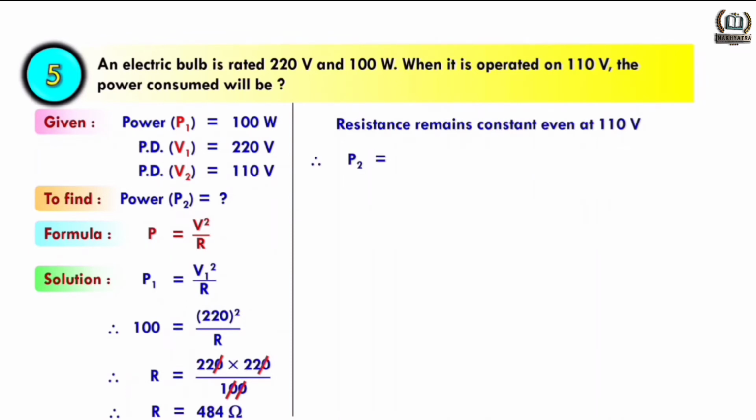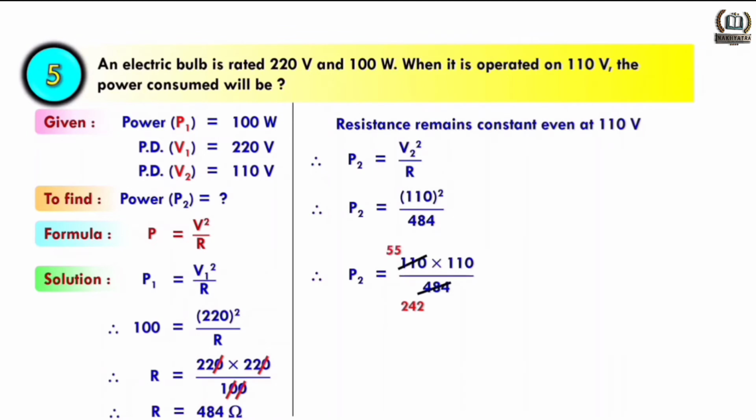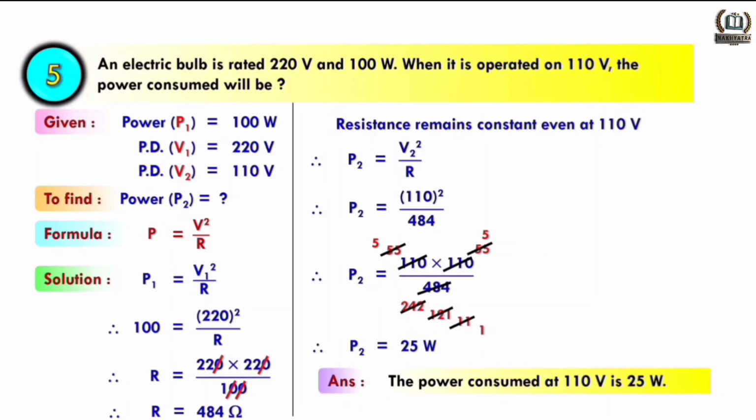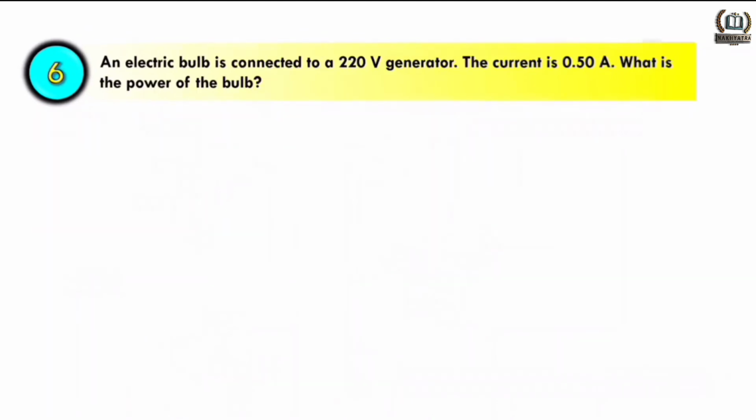Therefore power 2 equal to V2 square by R. So power 2 equal to 110 square by 484. Therefore power P2 will be 25 watt. So the answer is the power consumed at 110 volt is 25 watt. Okay, done. Alright. Question number 6 is: an electric bulb is connected to a 220 volt generator.